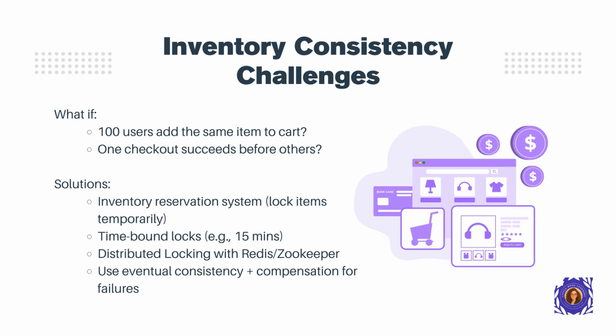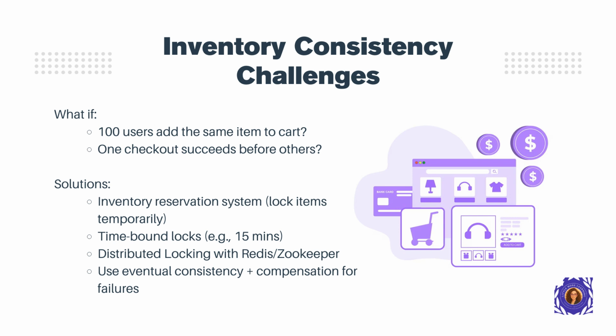Here's where things get really challenging: inventory consistency. Picture this scenario. You have one iPhone left in stock, but 100 users all add it to their cart at the same time. What happens next? This is the classic distributed systems problem, maintaining consistency across multiple services with concurrent access. The naive approach would let all 100 users proceed to checkout, but then 99 of them would face disappointment.